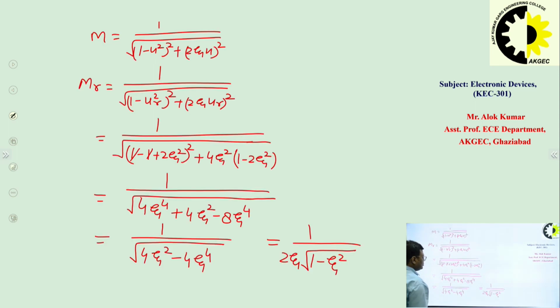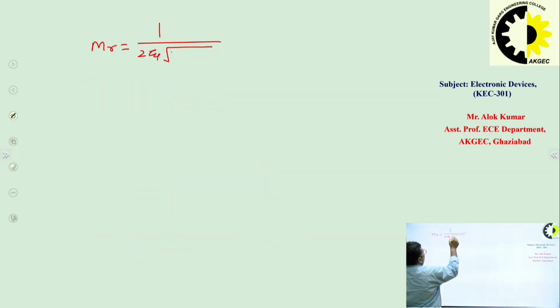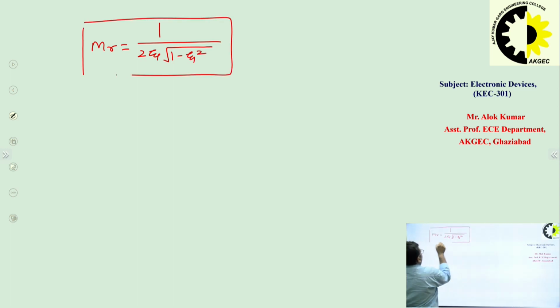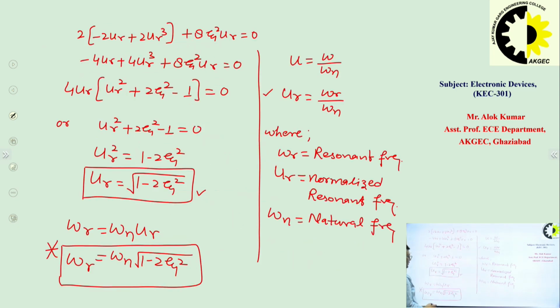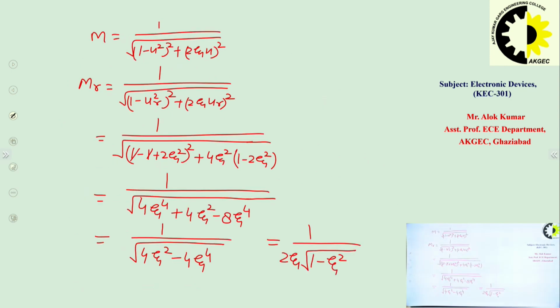So we can write it here. MR, that is resonant peak, will be 1 upon 2 zeta into under root 1 minus zeta square. So this will be the expression of resonant peak. Resonant peak, right? Resonant peak MR, and this was the expression of resonant frequency. Okay, so these two we have calculated.